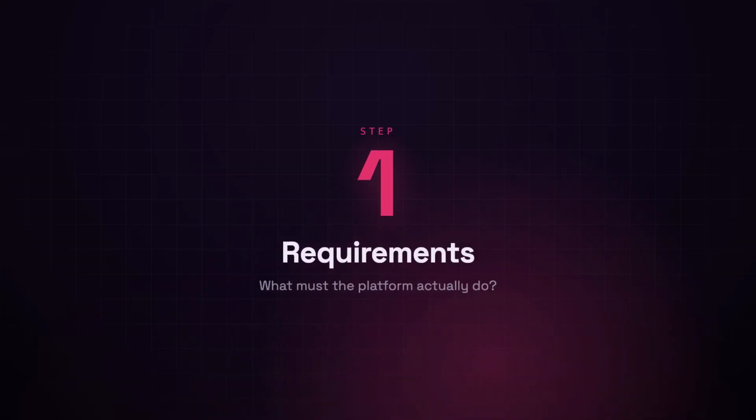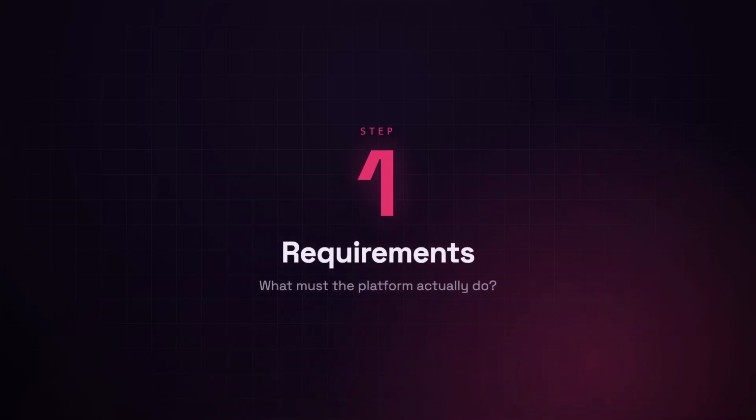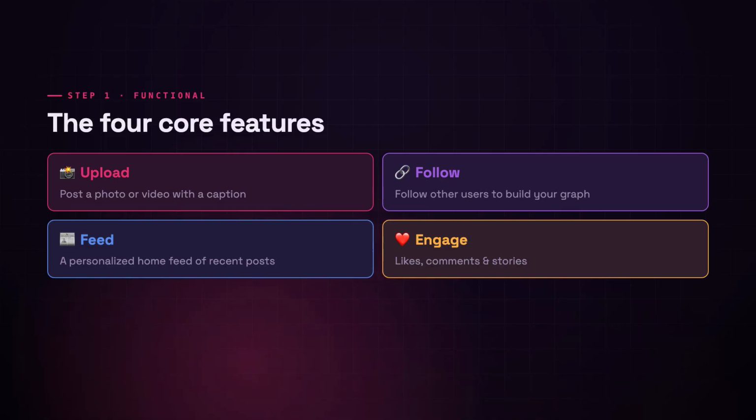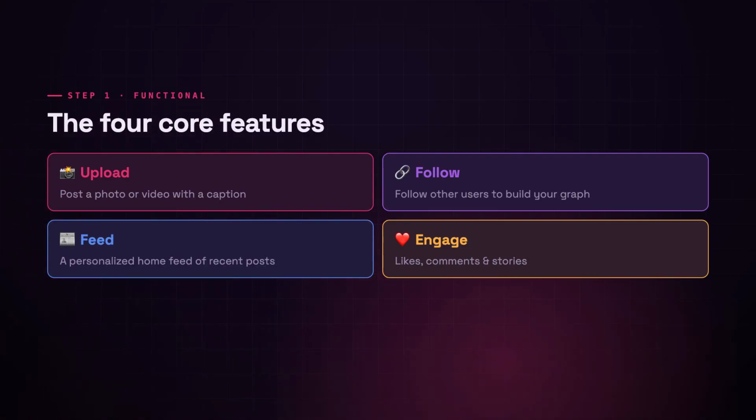Step 1, requirements. Before we draw a single box, let's agree on exactly what we're building. Here are the functional requirements, the core features. 1, a user can upload a photo or video with a caption. 2, a user can follow other users. 3, each user gets a personalized home feed of recent posts from the people they follow. And 4, users can engage with likes, comments, and stories. Upload, follow, feed, and engage. That's the heart of the product.